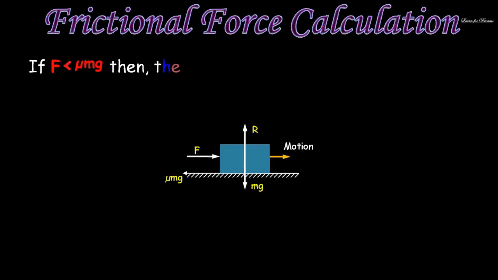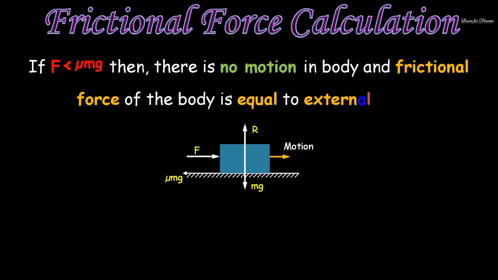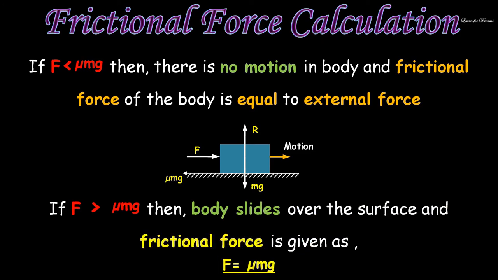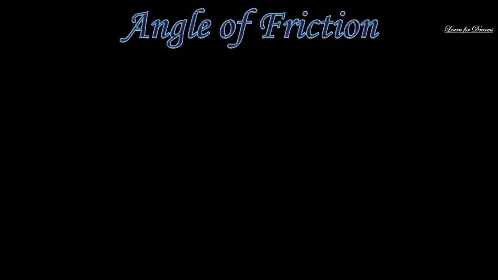Now let's see how to calculate frictional force. This is the diagram. There are two possibilities. If external force F is less than sliding resistive force mu mg, then there is no motion in the body and the frictional force of the body is equal to the external force. Second possibility is if F is greater than mu mg, then the body slides over the surface and frictional force is given as F is equal to mu mg. Clear till here?